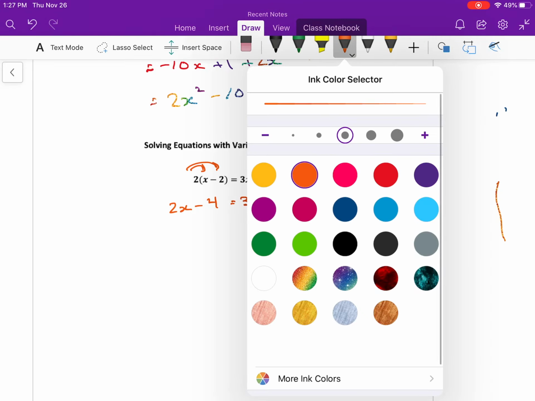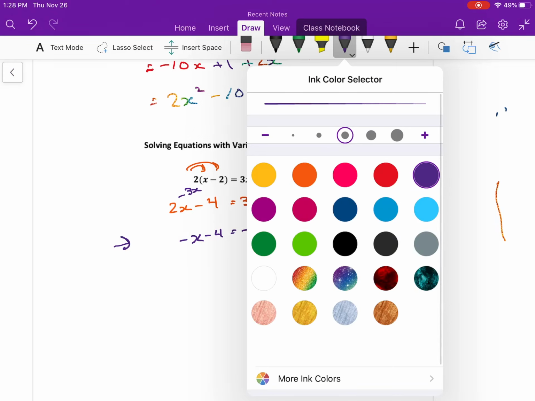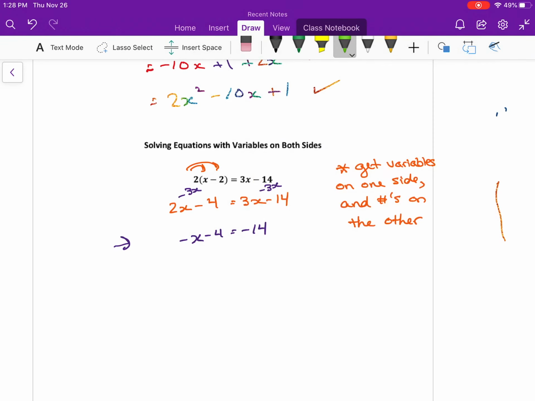So it doesn't matter which side, but I want to get all the x's on one side and all the numbers on the other. So I'm going to put the x's over on this side. Doesn't matter really. So I'm going to get rid of this 3x minus 3x, and then I have to subtract 3x over here too to keep it balanced. So 2x minus 3x gives me negative 1x, or negative x. I still have minus 4 here. And then that equals negative 14. Okay, so I need to get all the numbers on the other side. So I want to get rid of this negative 4. I'm going to add 4 to both sides. So I'm left with negative x equals negative 10.